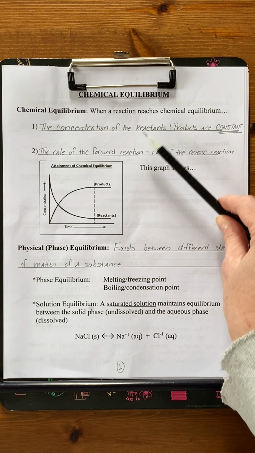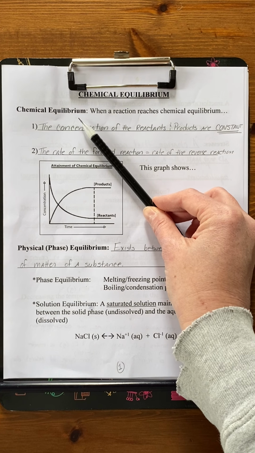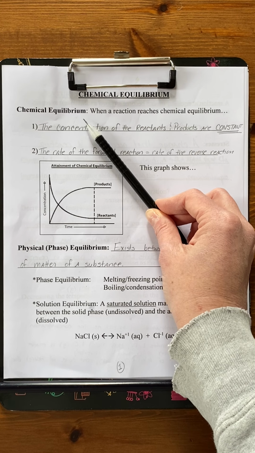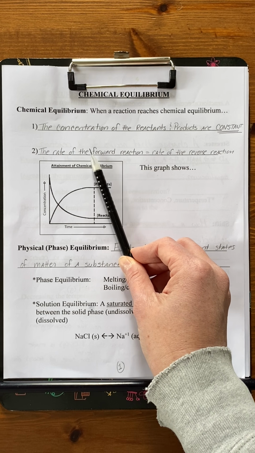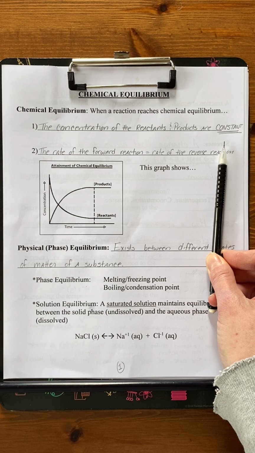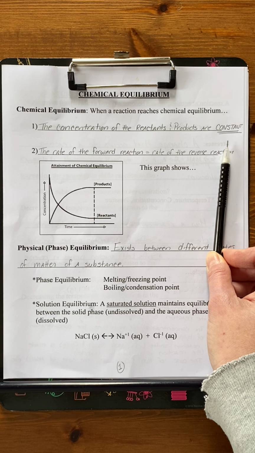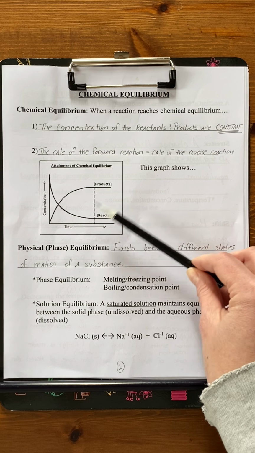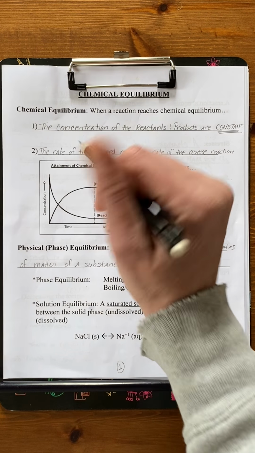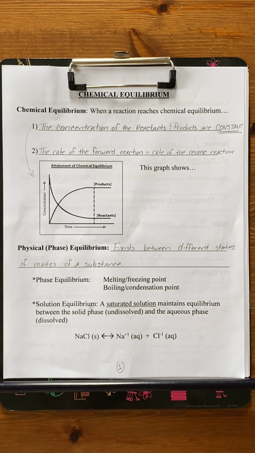So the two things that have to happen, or the two things that are happening when a chemical reaction is at equilibrium. Number one, the concentration of the reactants and the products are constant. Okay, so that means they don't change anymore. They're at a point where they don't change. So if we take a look at this graph, it is a great example of that first idea.